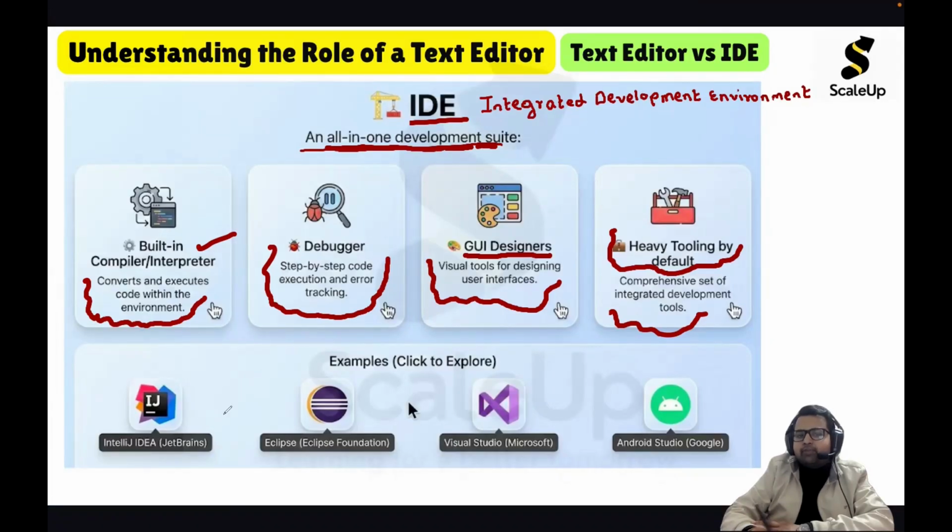If we look at examples of integrated development environments, we have IntelliJ IDEA, which is by JetBrains. We have Eclipse, which is by the Eclipse Foundation. We have Visual Studio, which is by Microsoft. And we have Android Studio, which is by Google. So these are some standard examples of integrated development environments.